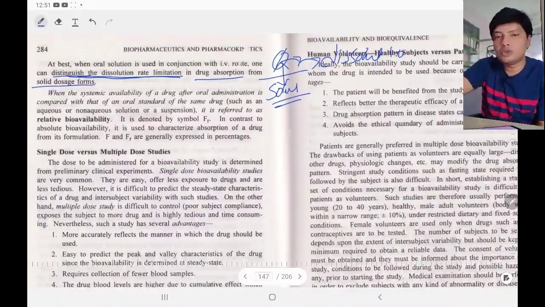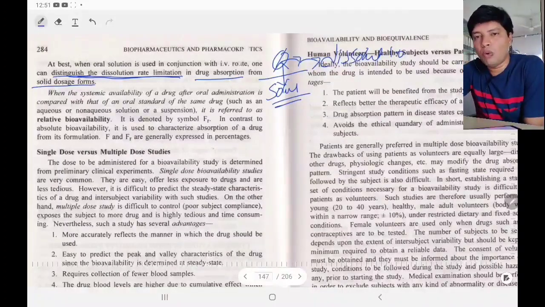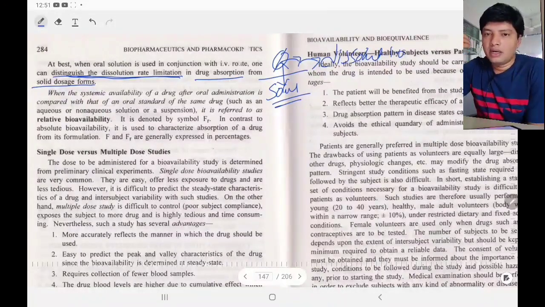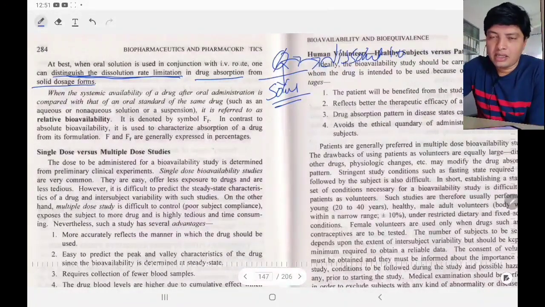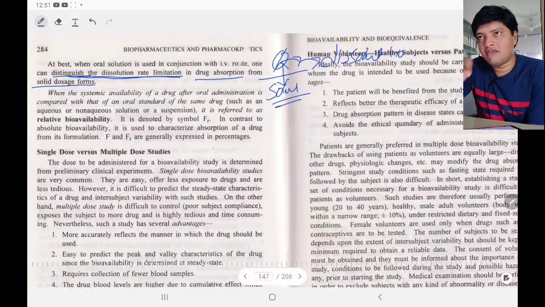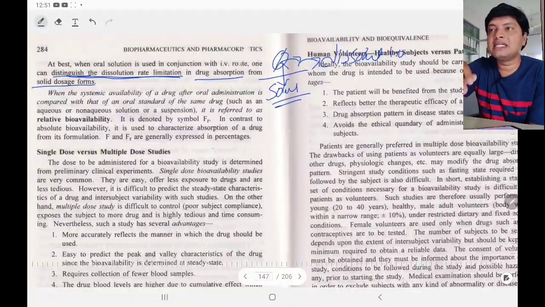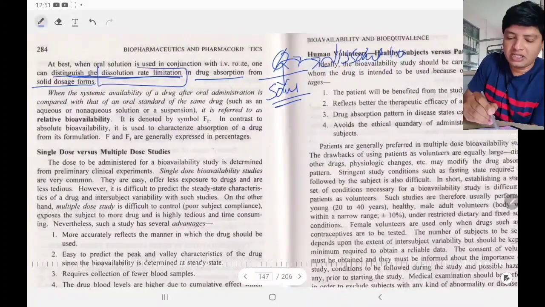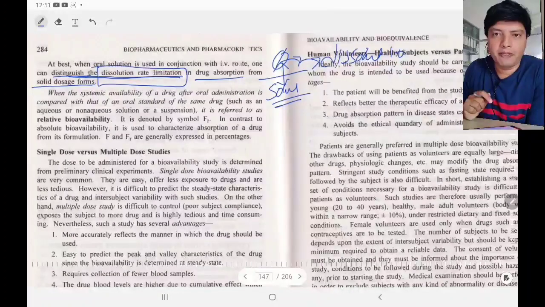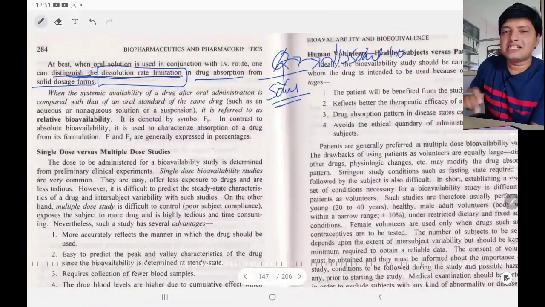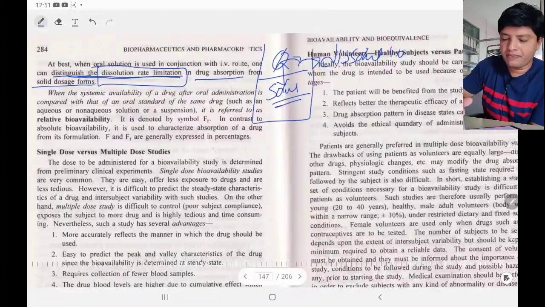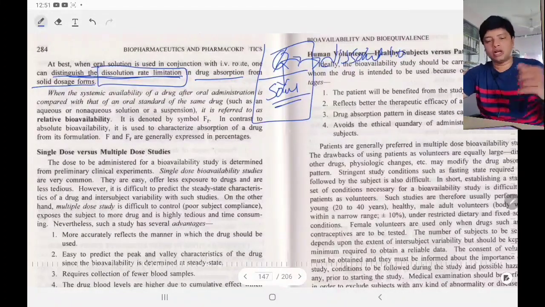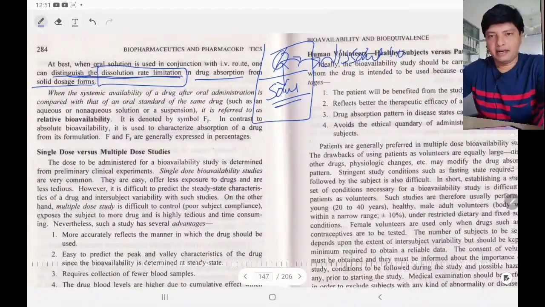So if you want to use oral solution as a standard, the use of that oral solution as a standard is to know what the dissolution limitations are here. If dissolution is the rate limiting step for the drug absorption, this can be identified if you use an oral solution of a drug as a standard.